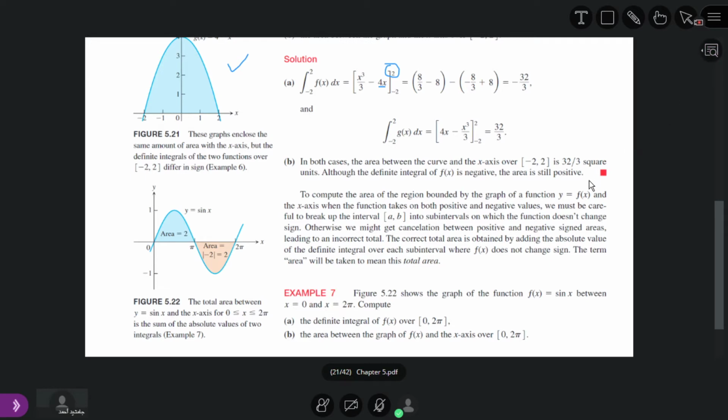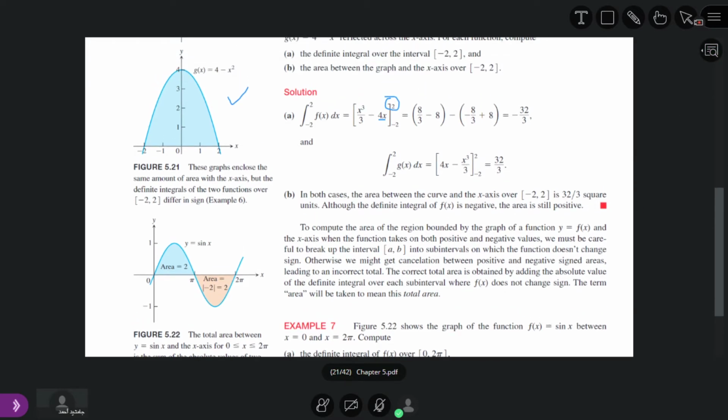Then we put the upper limit in the second part, minus 4x. Whenever we put 2, it is equal to minus 8. So 8 by 3 minus 8, minus. Now we put the lower limit. So minus 2 to the power 3 is minus 8, minus 8 divided by 3, and minus 4 into minus 2 is equal to plus 8. So we get 16 divided by 3 minus 16, because 8 over 3 plus 8 over 3.